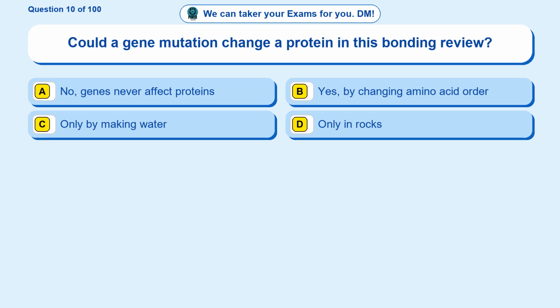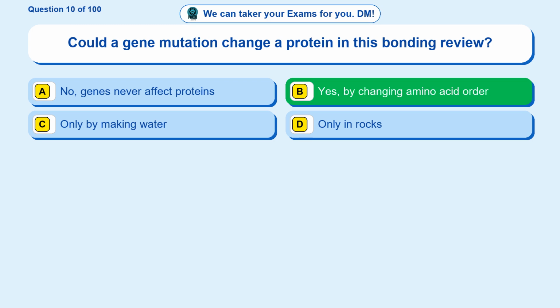Question 10. Could a gene mutation change a protein in this bonding review? Option A. No, genes never affect proteins. Option B. Yes, by changing amino acid order. Option C. Only by making water. Option D. Only in rocks. The correct answer is option B. Yes, by changing amino acid order.